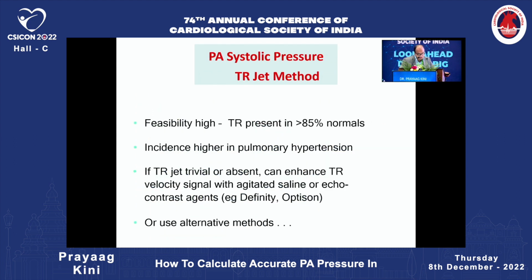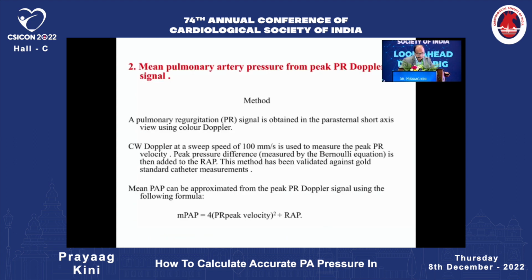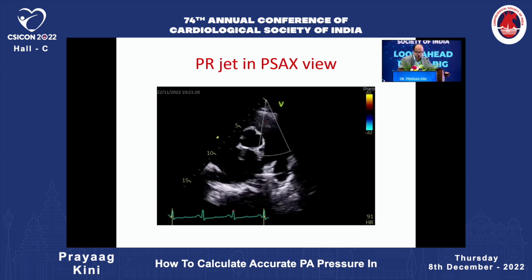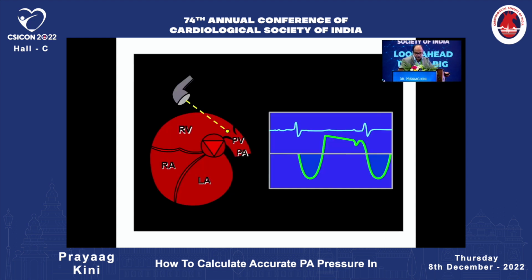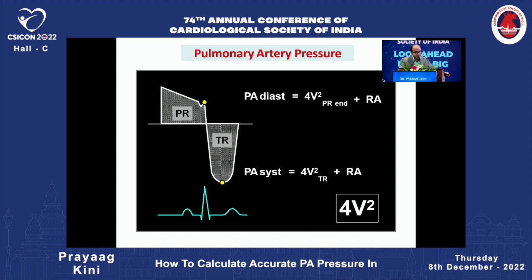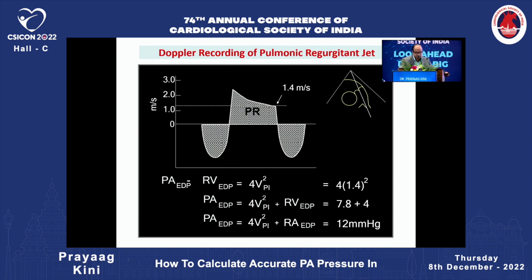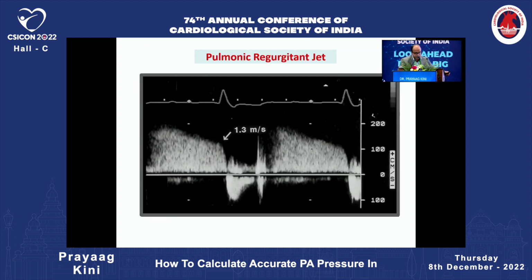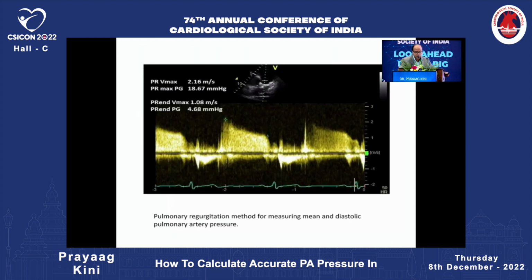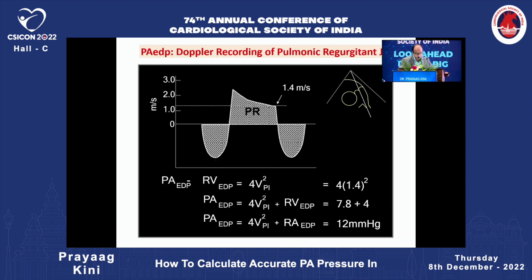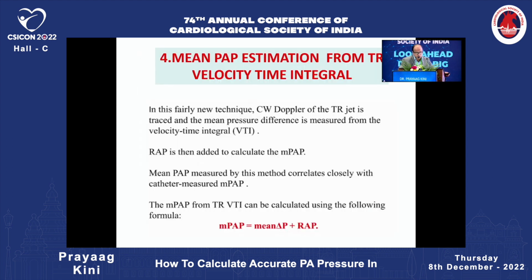Just coming to the other methods. PR jet has been used. Essentially you take a PR jet and get a trace, and then you look for the PA EDP and the PA mean. The PA mean would be here, and the PA EDP would be here. It's something that we use very commonly in congenital heart disease also. The PA mean would be up here, and the PA EDP would be down here. Then you add the RA pressure, of course, to that. I'm sorry, I have to go a little fast.